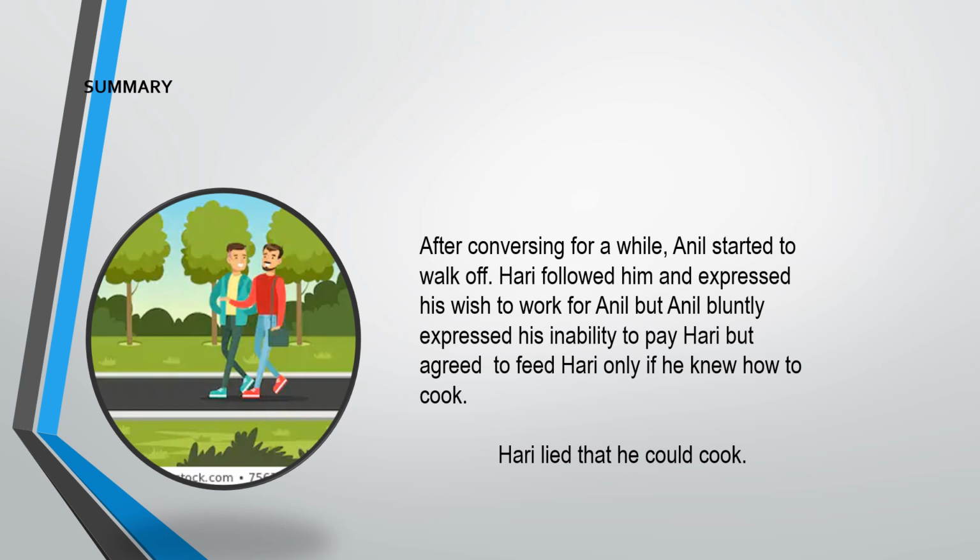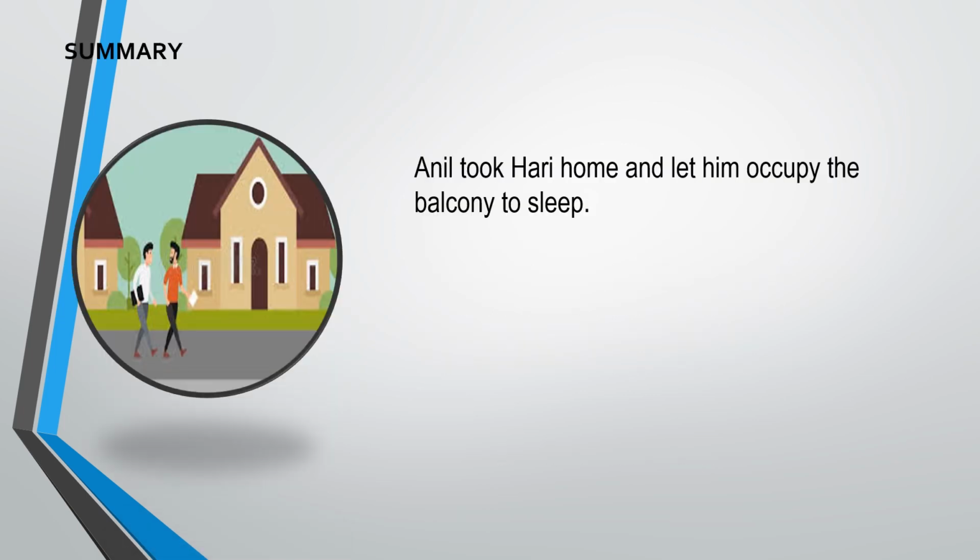He said so because he used to earn by fits and starts. That means he did not have a steady job. So he said he won't be able to pay his wages. But Hari had a different intention. He wanted to rob Anil, so he lied to him and said that he could cook. Hari lied that he could cook.